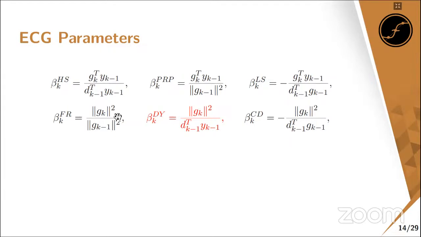As I said earlier, the first CG extension to Riemannian manifolds was given by Ring and Wirth in 2012 using this parameter, Fletcher-Reeves. Here in this work, we are going to look at an improved version of beta k DY, that is, the extension of beta k DY to Riemannian manifolds.